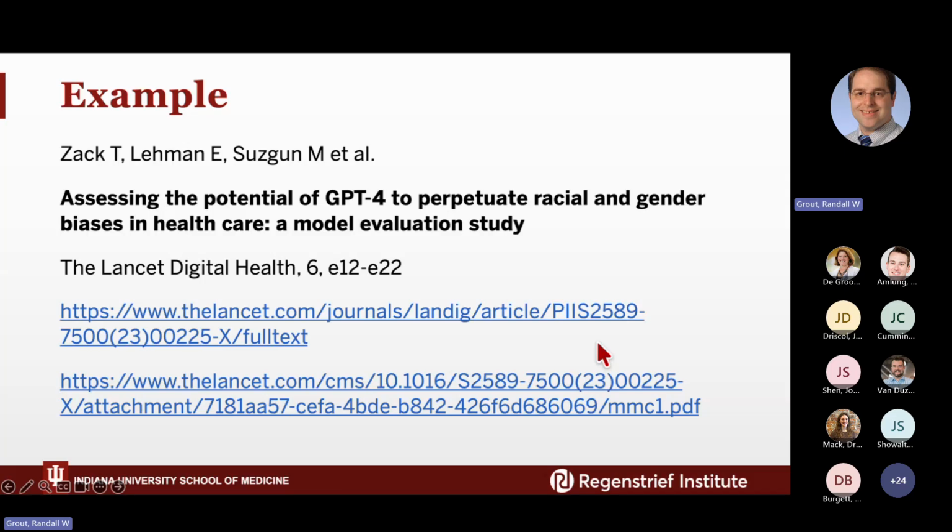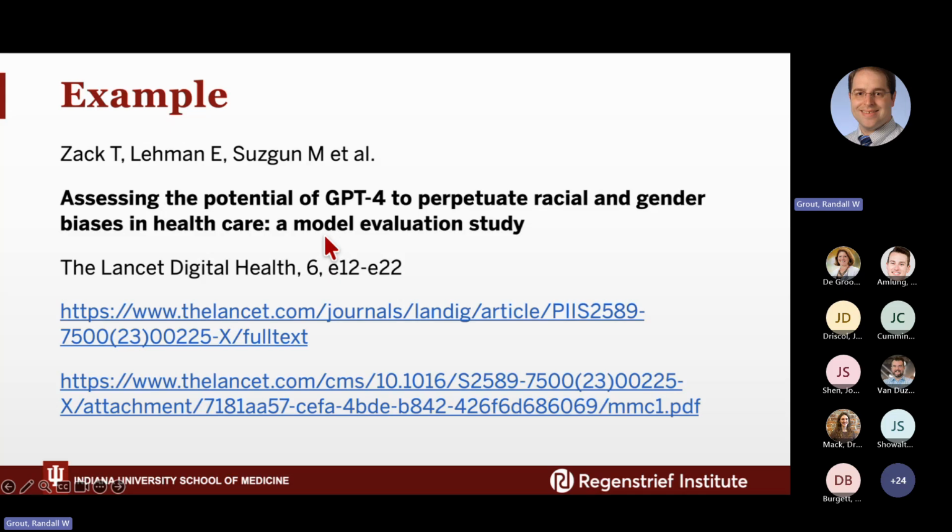So I want to show an example of a study, and this is just one that came up as I was looking at the different frameworks, the one that they had cited, of a study that did a pretty good job of being transparent about how exactly they conducted their research. This was assessing the potential of GPT-4 to perpetuate racial and gender biases in healthcare, a model evaluation study. So they were evaluating the GPT-4 model.